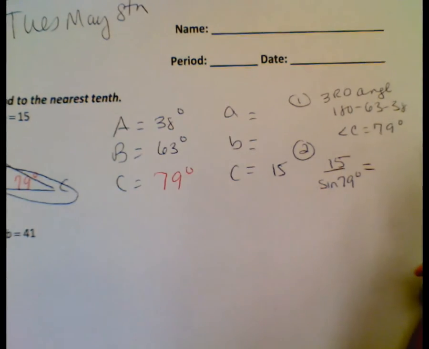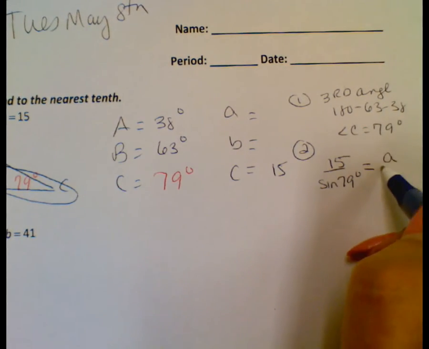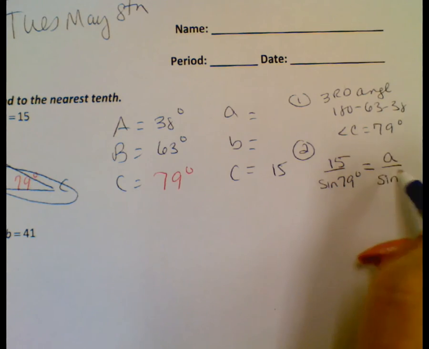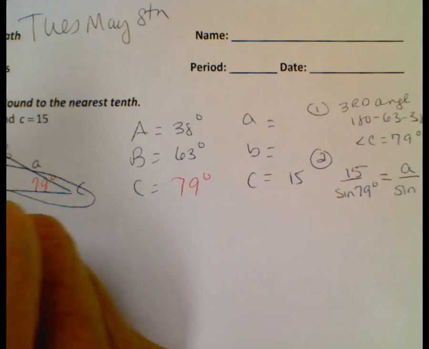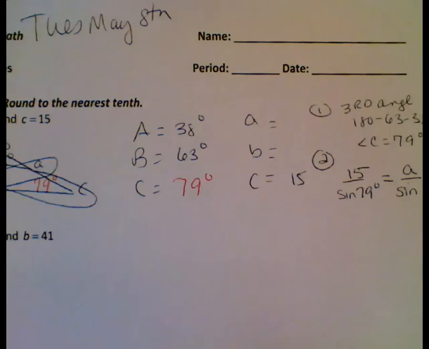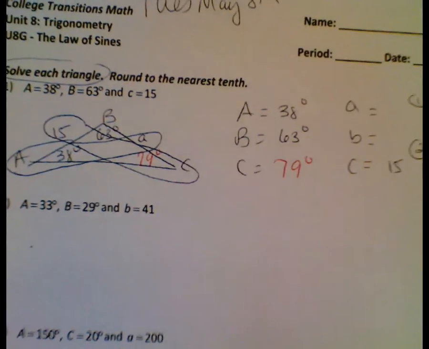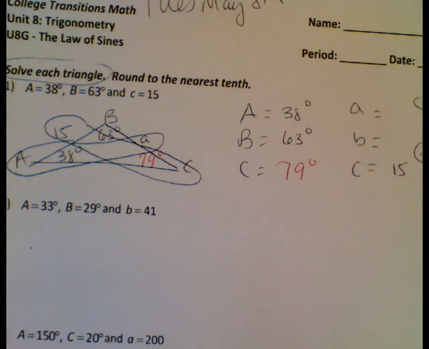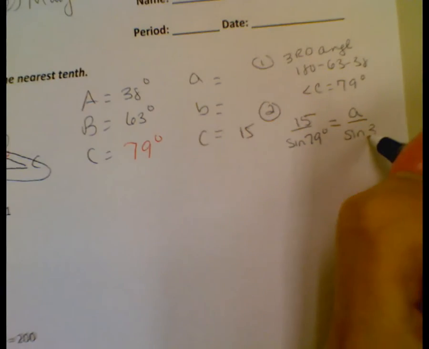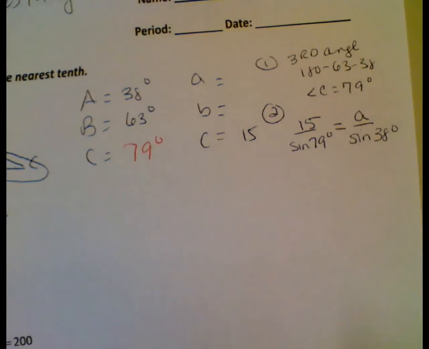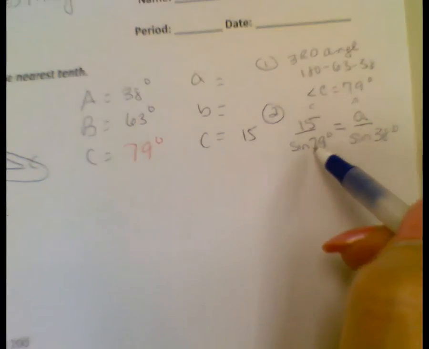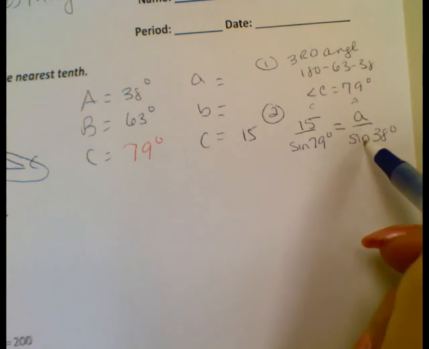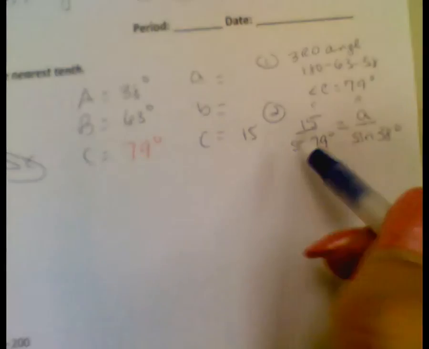And we're going to set this equal to the A ratio. Side A over sine of A. So that is this ratio right here. Okay, that's the ones we're doing right now. So it's A over sine 38. So let's write that over here. Do you guys understand that? This is the C ratio and the A ratio. Side C over sine of angle C, side A over sine of angle A. C's and A's, no B's.